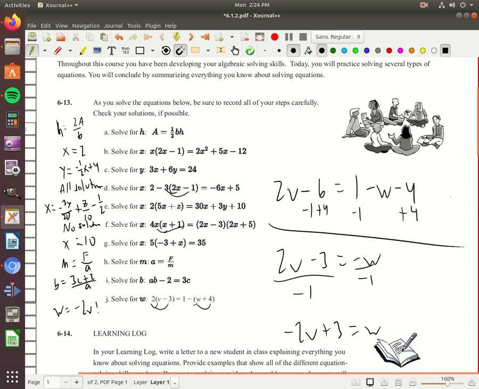Just some solving practice of some equations. Hopefully that makes sense. If there's any that confuse you, feel free to ask questions about it. Have a good day.